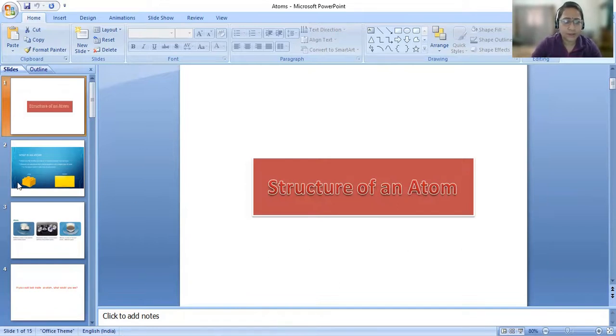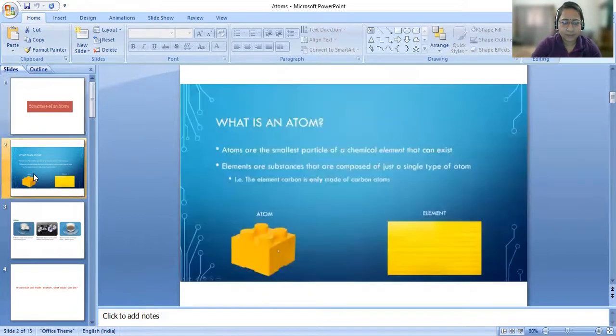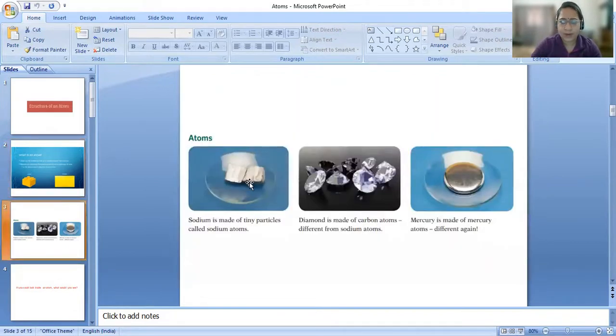So what is an atom? Atoms are the smallest particle of any chemical element that can exist. For example, this is an atom. If you combine atoms, you can form various substances. Those are elements. For example, here sodium has an atom of sodium, diamond has an atom of carbon, and mercury has an atom of mercury. So every substance has its own different kind of atom.